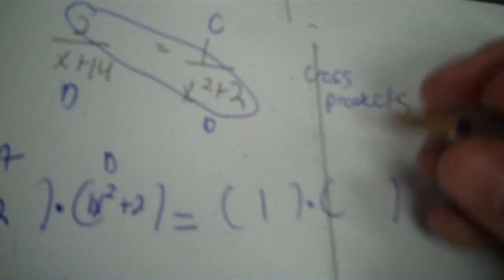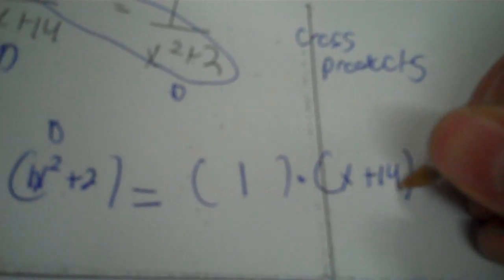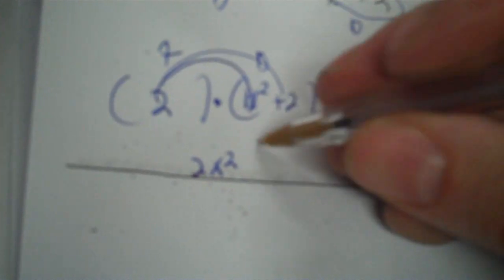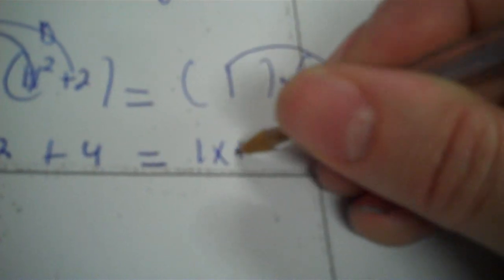B is x to the second plus 2. Okay. C is 1 and D is x plus 14. Now distribute 2 times 1x to the second. Well, 2 times 1 is 2 and it'd be 2x to the second. Then 2 times 2 is 4. Now on the other side, 1 times 1x would be 1x. And 1 times 14 is 14.